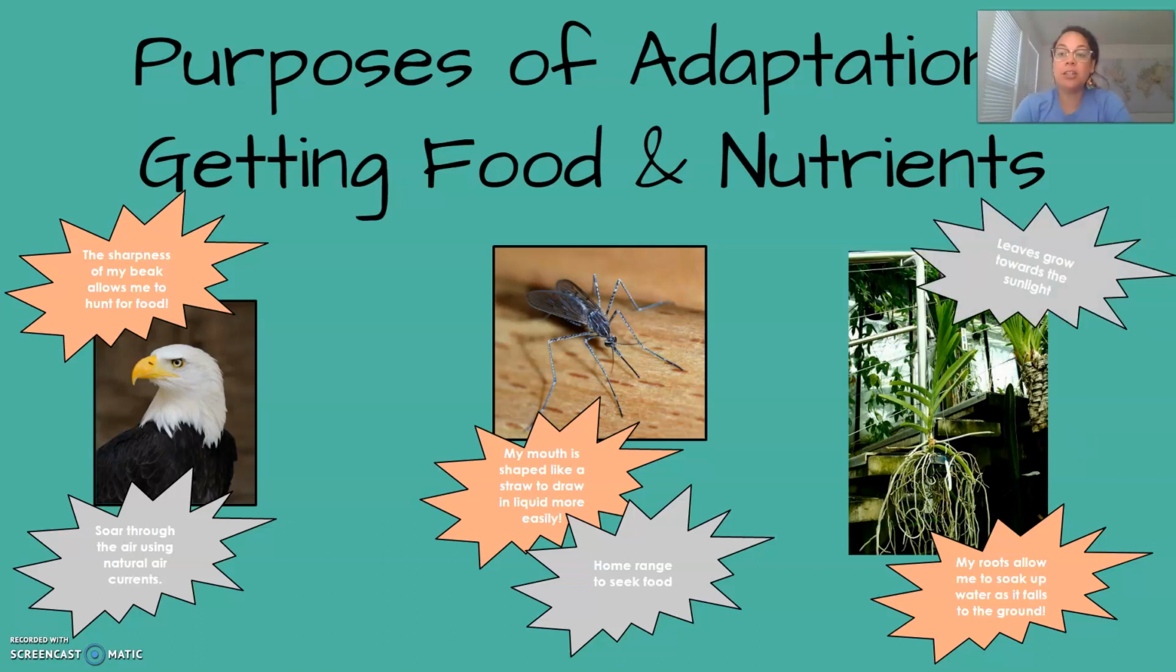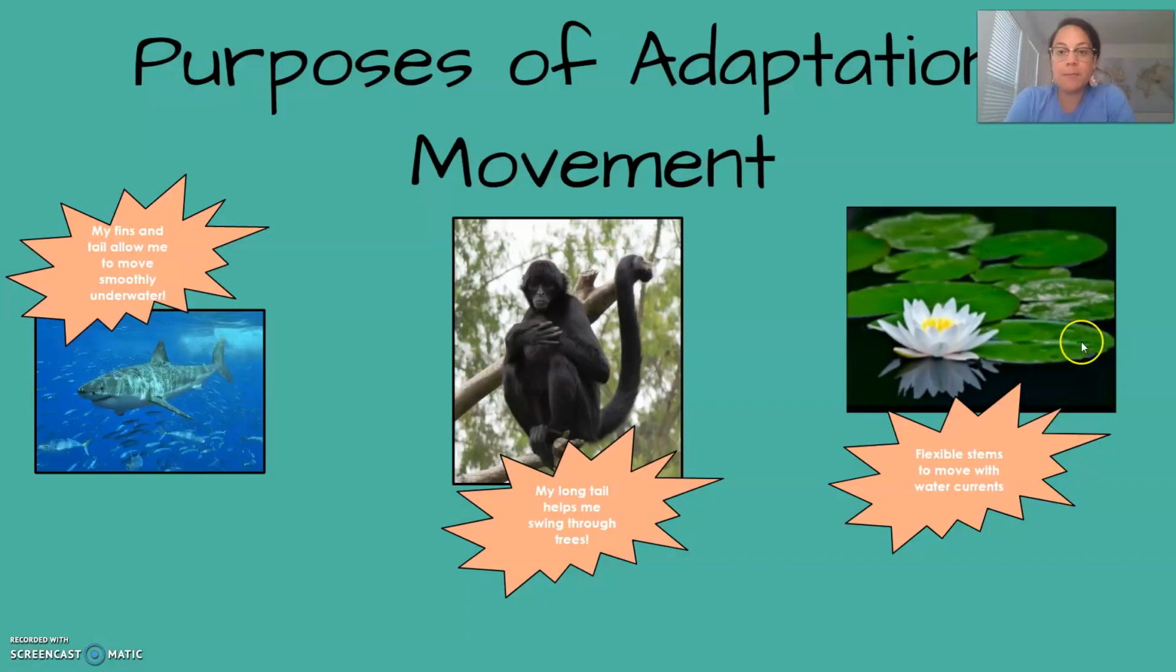A behavioral adaptation is that the leaves will grow towards the sunlight. I'm going to show you guys my plant that I have here. And depending on where it's been in the sun, the leaves will grow towards the sun, towards that area. So leaves will actually change the direction that they're growing based on the sun to get the most nutrients.